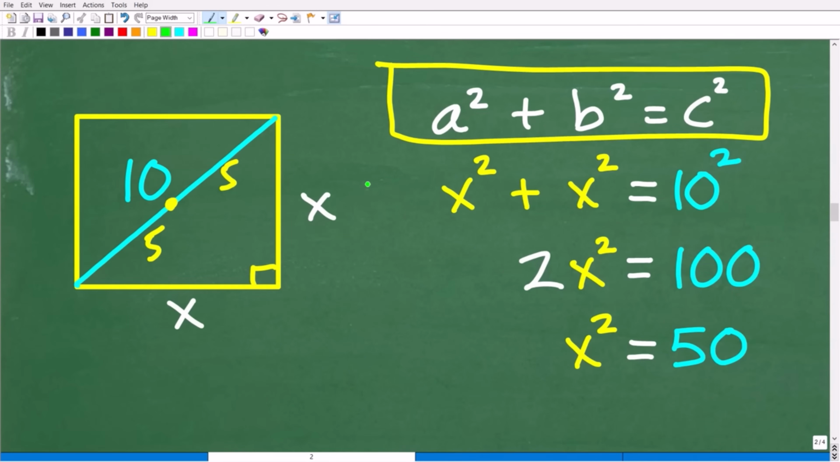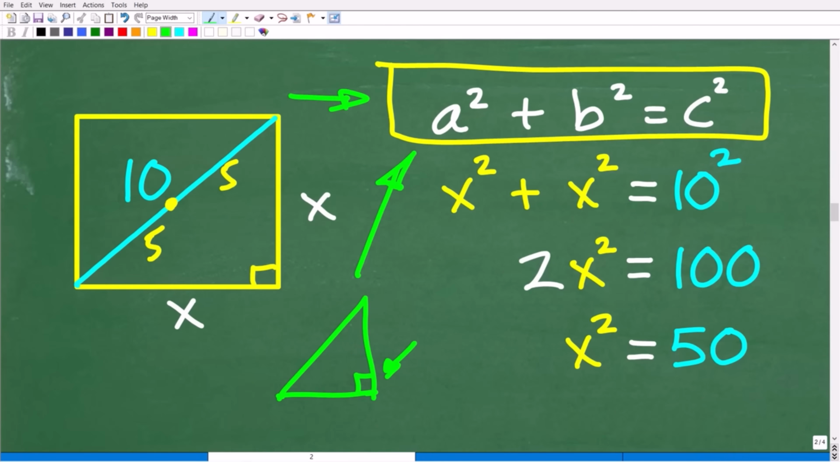Now, if you're not familiar with this, this is one of the most important formulas in all of mathematics. I'm not really exaggerating. Anytime you see a triangle and you have a 90-degree angle as one of the angles in that triangle, you need to immediately think of this right here, which again is the Pythagorean theorem.